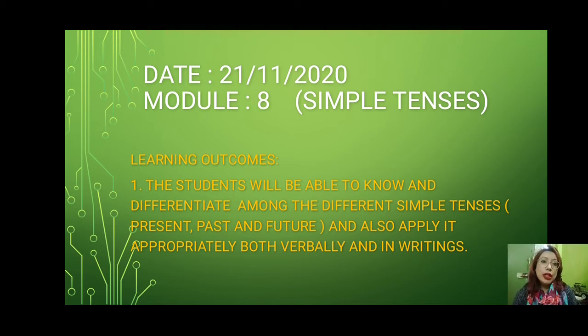By the end of today's class, you all will be able to know and differentiate among the three different tenses, that is simple present tense, simple past tense and simple future tense, and also you'll be able to apply them appropriately both verbally while you talk and also in your writings. All right, students, so let's get started.